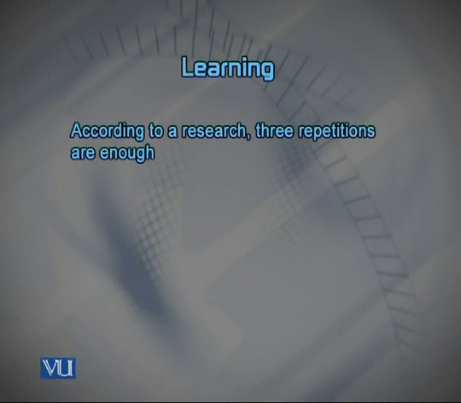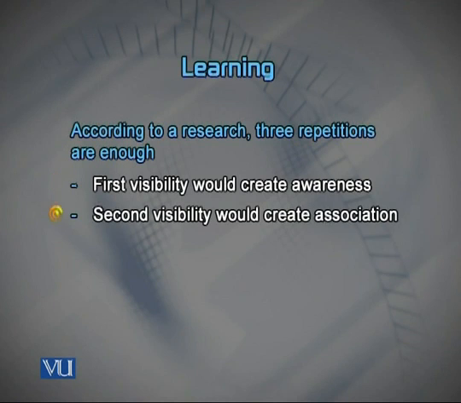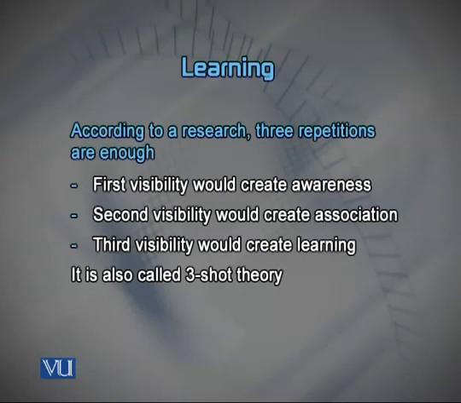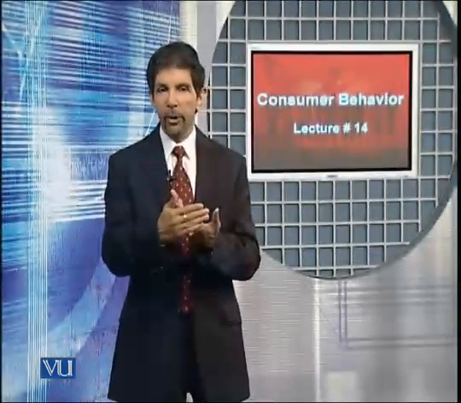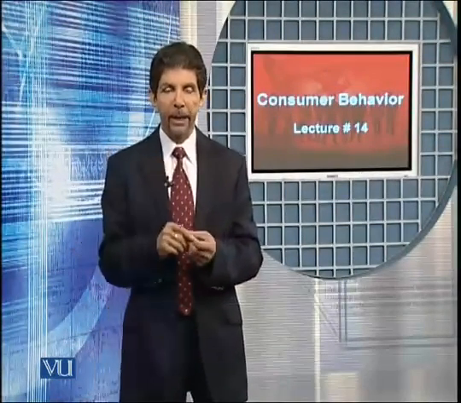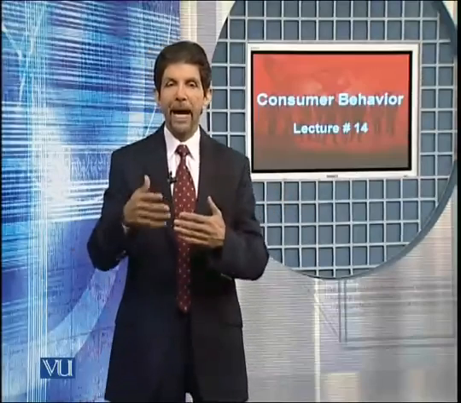How does it happen? The first visibility of an ad would create awareness. Second would create association. Third would create learning. This 3 frame is also known as 3 shot theory, which basically reflects that the first creates awareness, the second relationship, and the third is kind of reminder. And that is why, if you have studied in your earlier course, reminder ads are given.